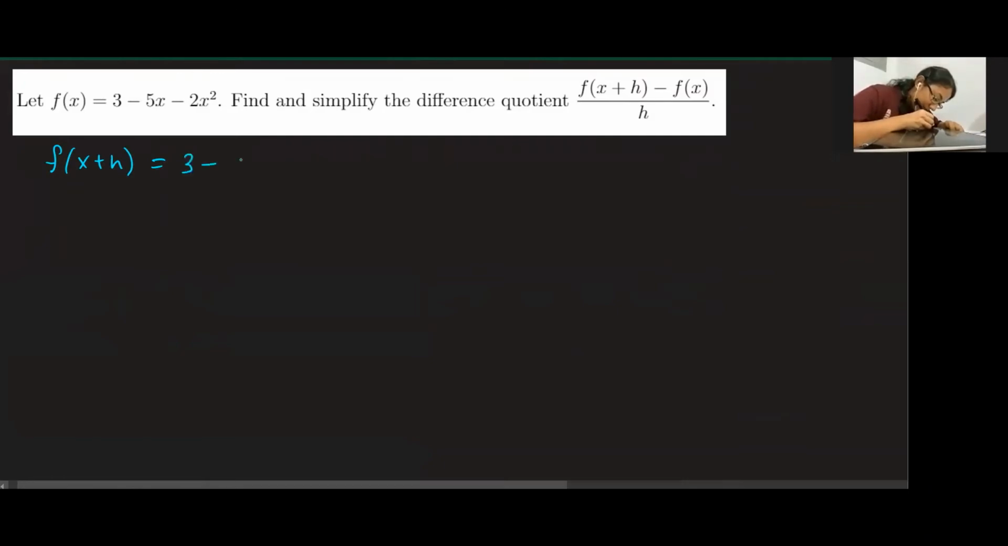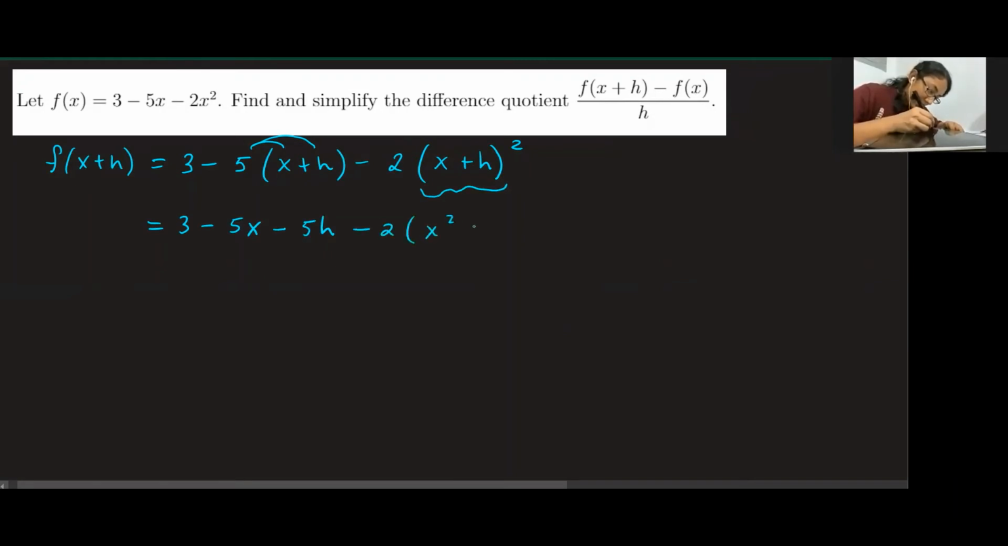So we'll do 3 minus 5 times the input minus 2 times the input squared. And I'm going to insert x plus h for that new input. And then we'll expand and distribute and combine. So we have 3 minus, here I'm going to distribute negative 5. So that's negative 5x minus 5h. And for the second one, I'm going to expand this. So that'll be negative 2 times x squared plus 2xh plus h squared. And then I'm going to distribute the negative 2 out.